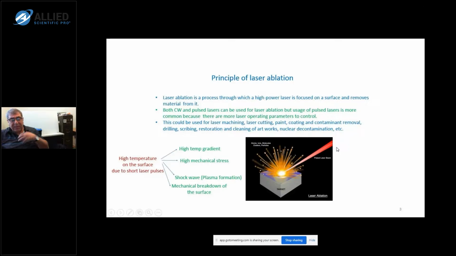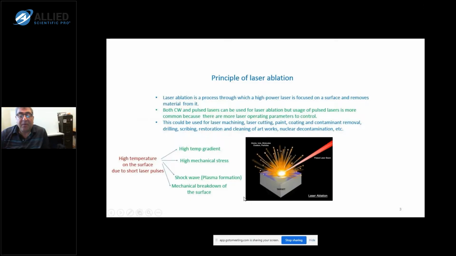So what is the principle of laser ablation? Basically, the main idea is that a laser beam is focused on the surface, and that generates a high heat, high temperatures, and high temperature gradients. This would cause high mechanical stress, and a plasma is formed if the energy is above a certain level, which creates a shock wave, and the shock wave will cause the mechanical breakdown of the surface.